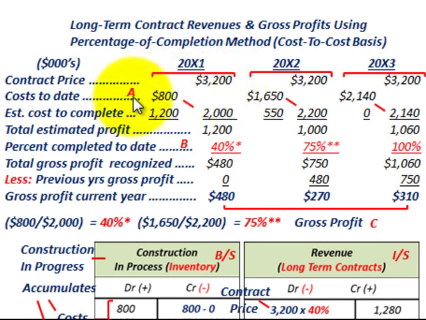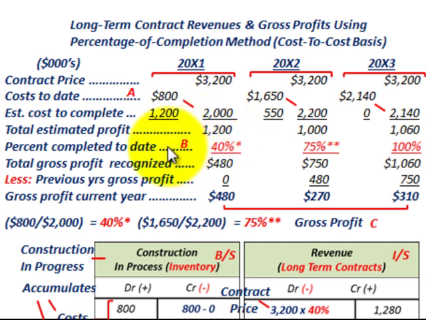Now the next thing we have to determine is the costs that we've accumulated to date. Looking at year 20x1, we have $800 as our cost to date, and the estimated cost to complete this contract at this time is $1,200. So our total costs, cost to date plus the estimated cost to complete, is $2,000. Compare that to our contract price of $3,200, and our total estimated profit at this point is $1,200.